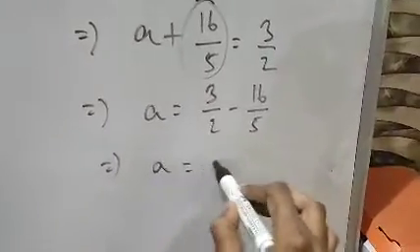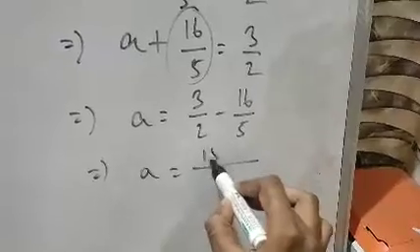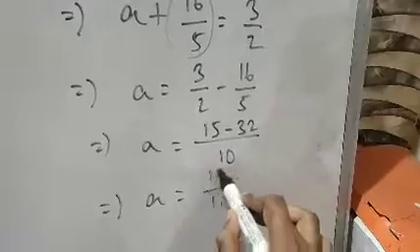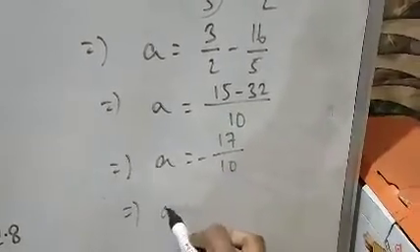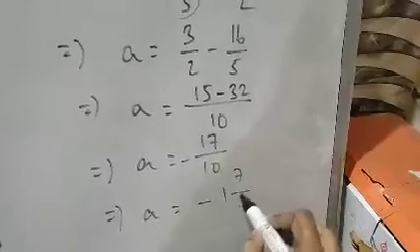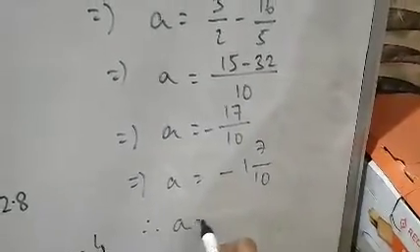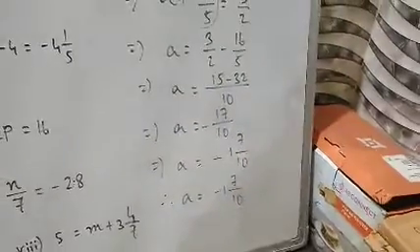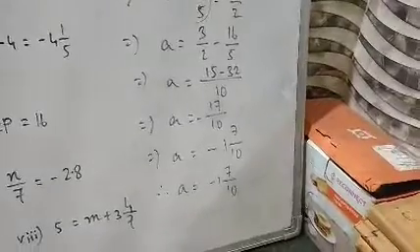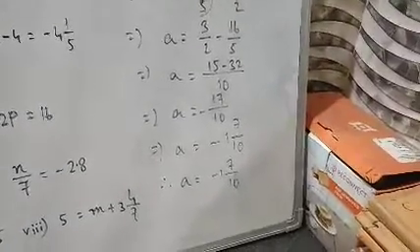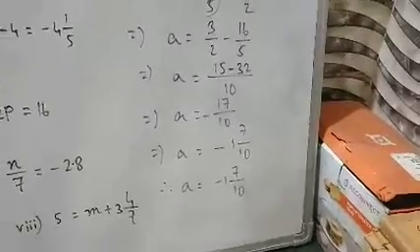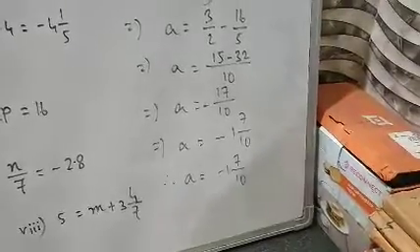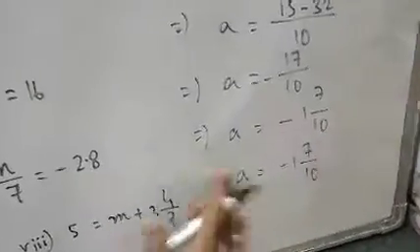Now find out LCM of the denominator. Converting into mixed fraction, your answer is minus 1 upon 7 by 10. Minus 1 upon 7 by 10 is the answer. Next.